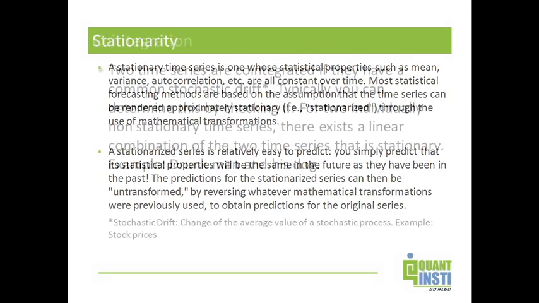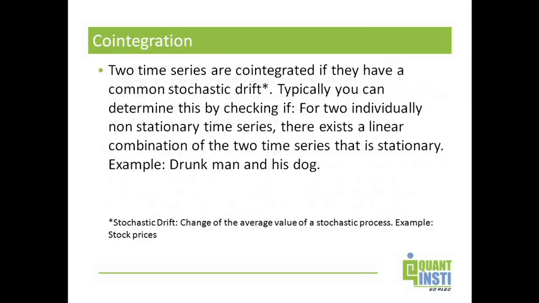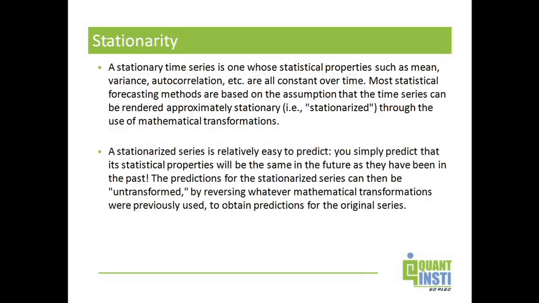Now we mentioned that for two individually non-stationary time series, there exists a linear combination of the two time series that is stationary. So what do we mean by stationary and non-stationary? A stationary time series is a series in which the statistical properties like your mean and your variance are not changing over time, so it is more or less constant over time. That is what we call stationary.